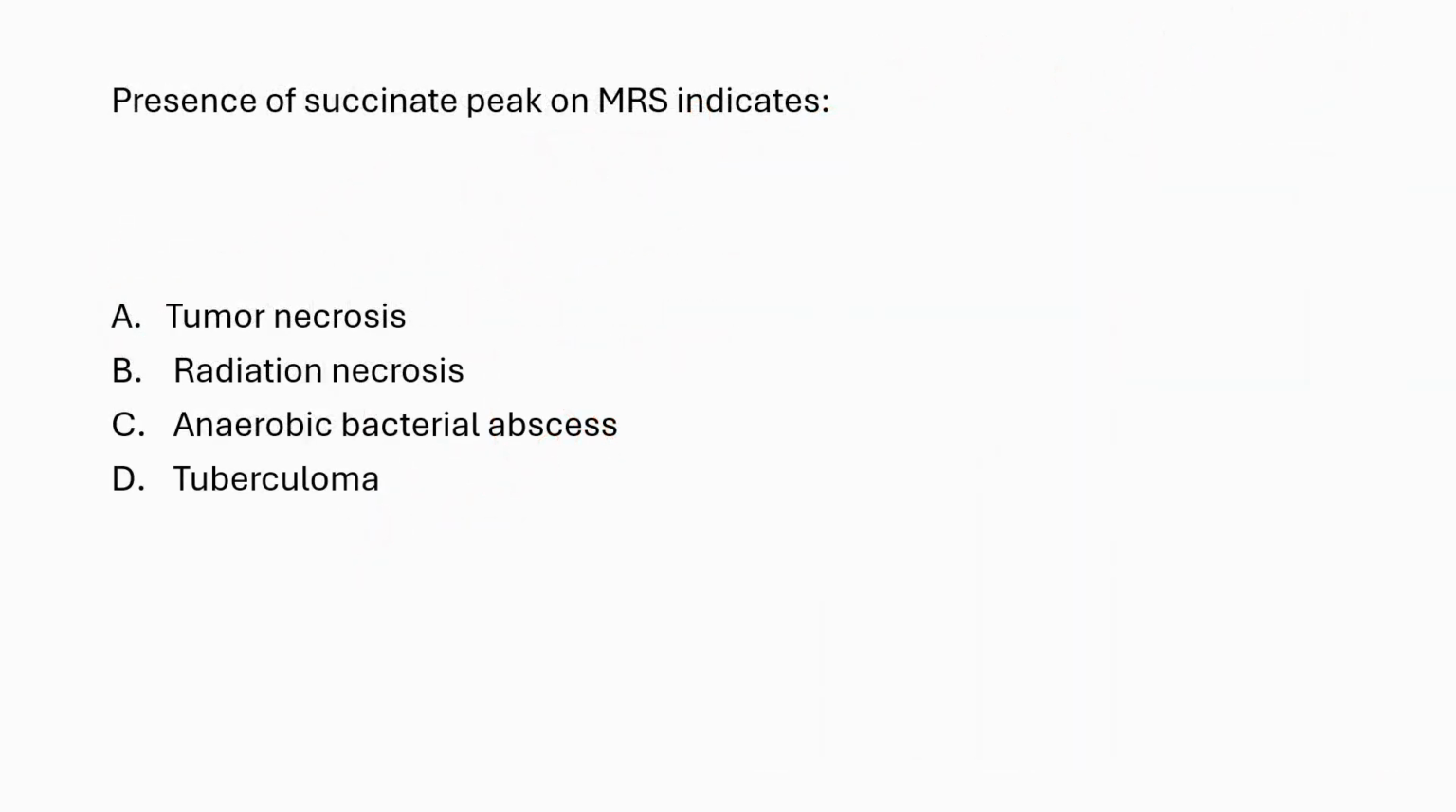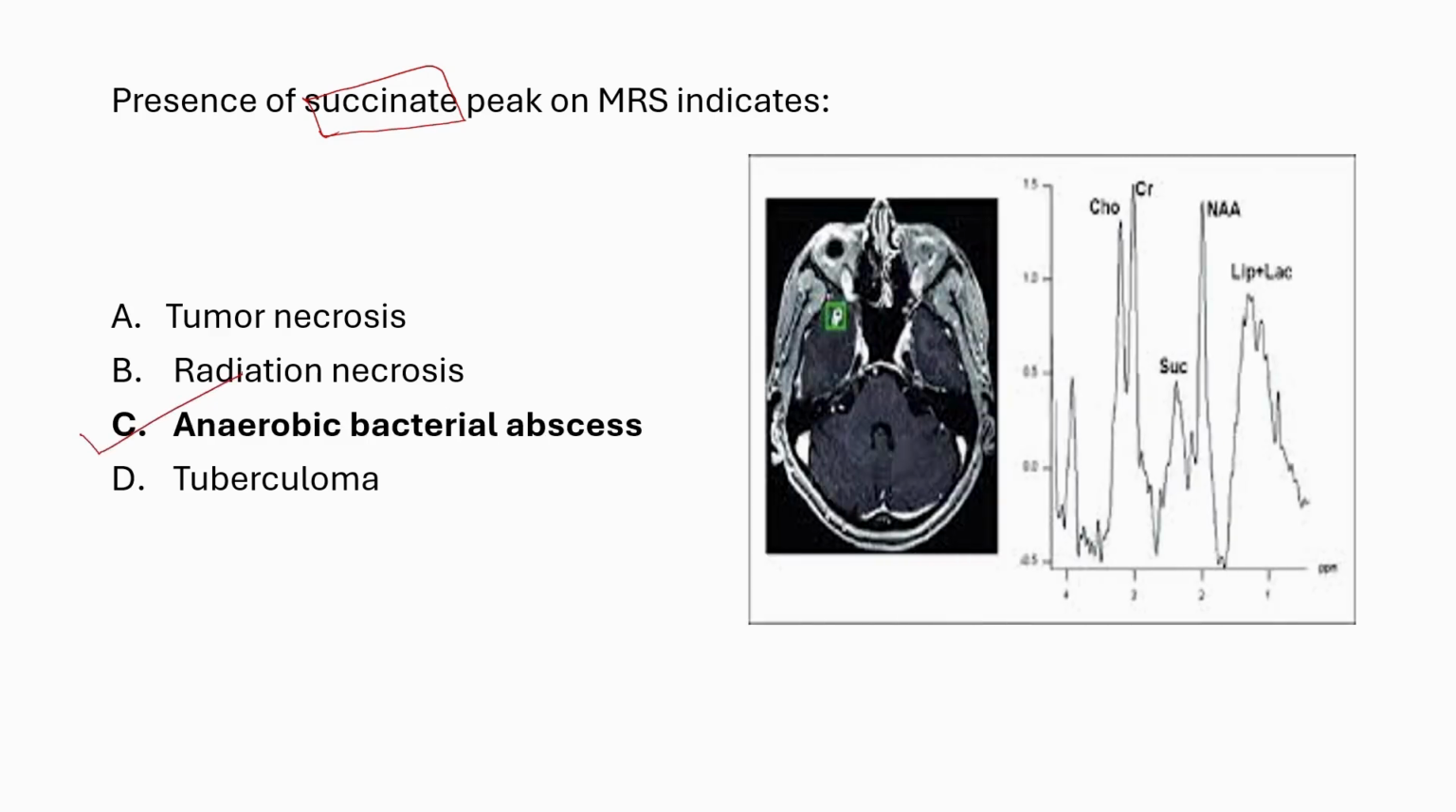Presence of succinate peak on MRS indicates, options are tumor necrosis, radiation necrosis, anaerobic bacterial abscess and tuberculoma. Succinate is an amino acid. Amino acid peak is seen in anaerobic bacterial abscess. We can see here there is a succinate peak. So this suggests that this is an anaerobic bacterial abscess.